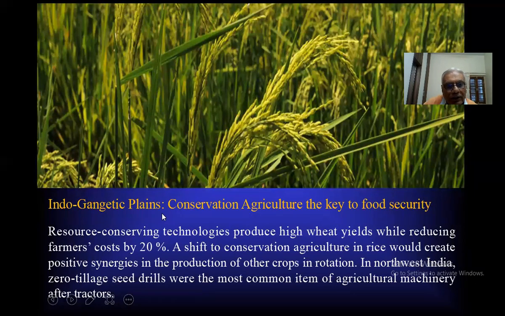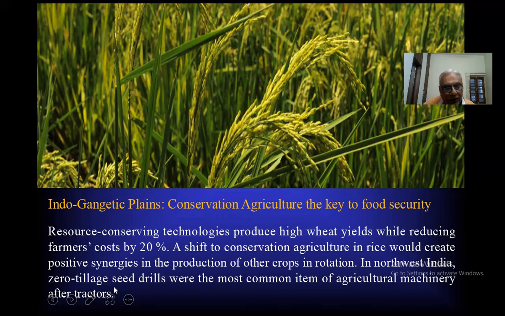So in the Indo-Gangetic Plains, conservation agriculture is the key to food security. Resource conservation technology produces high wheat yield while reducing farmer cost by 20%. A shift to conservation agriculture in rice would create positive synergies in the production of other crops in rotation. So they follow crop rotation also.